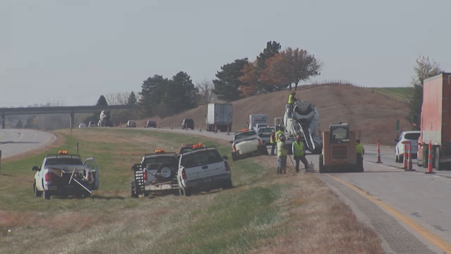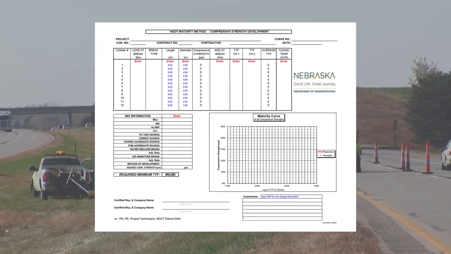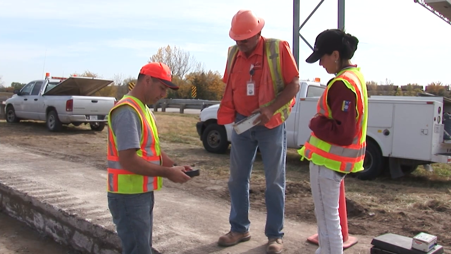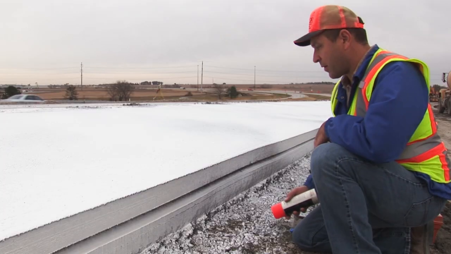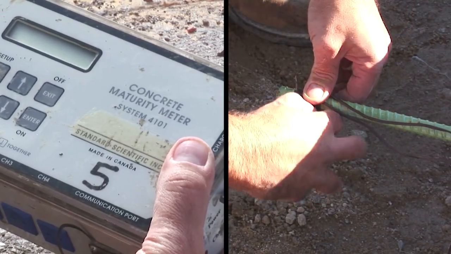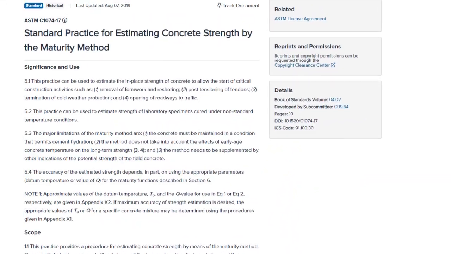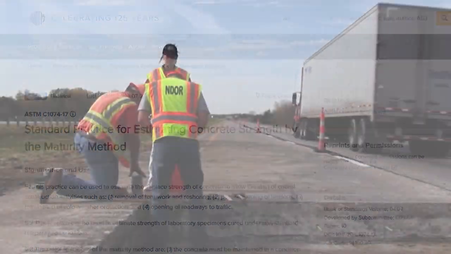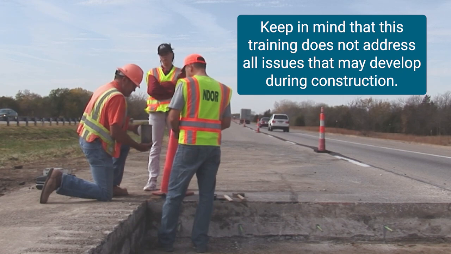Prior to construction, a relationship is established between mixed strength and time temperature history to estimate reliable, real-time, in situ strength. This maturity method monitoring training video will cover the basic principles, terminology, and field applications of the maturity method and the equipment and techniques needed to perform the maturity testing. The training follows ASTM C1074 standard practice for estimating concrete strength by the maturity method. Keep in mind that this training does not address all issues that may develop during construction.